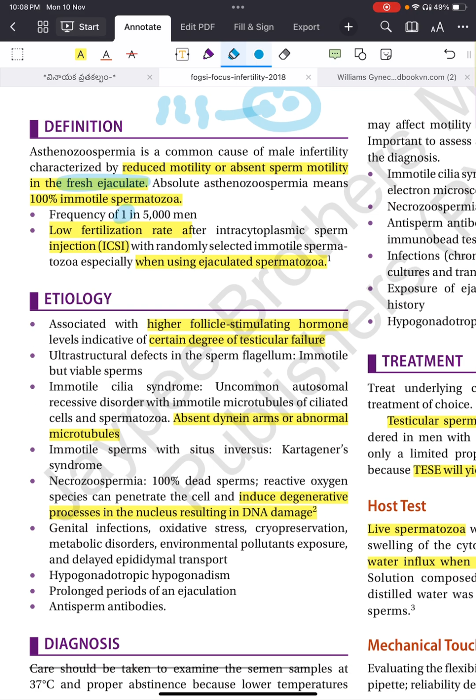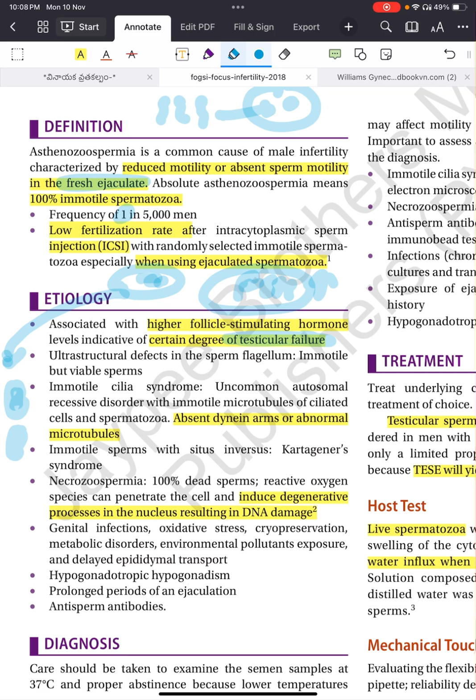Why is there absolute asthenozoospermia? What is the cause? It is because of high FSH. Why is the brain producing high FSH? Down below, the gonads are not producing proper testosterone. If there is testicular failure, then the brain produces high FSH. And if you see the flagellum of the sperm, you can see ultrastructural defects in the flagellum, which indicates immotile but viable sperms. They are live sperms, but they're immotile sperms.